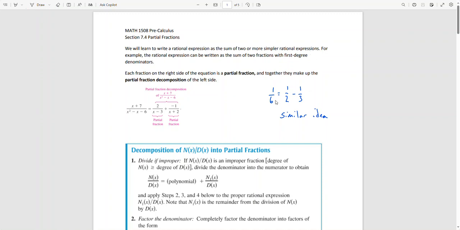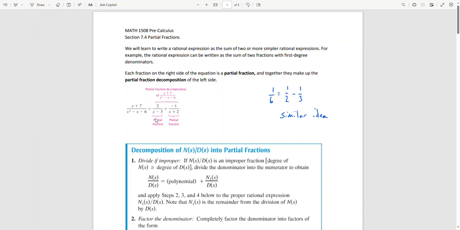Lame example, but we could rewrite 1/6 as a half minus a third. So if you need a sixth of something for a recipe, measure out a half, and then from that half, put the stuff into a third cup. Whatever's left in the half cup will be a sixth. Okay, weird, but still. We're going to do that for polynomial rational expressions. Each fraction on the right-hand side of the equation is called a partial fraction, and together, they make up the partial fraction decomposition.